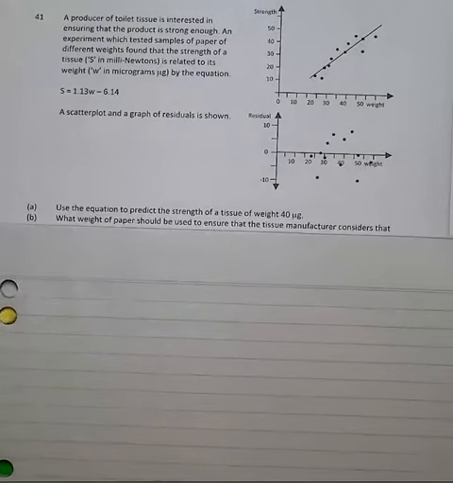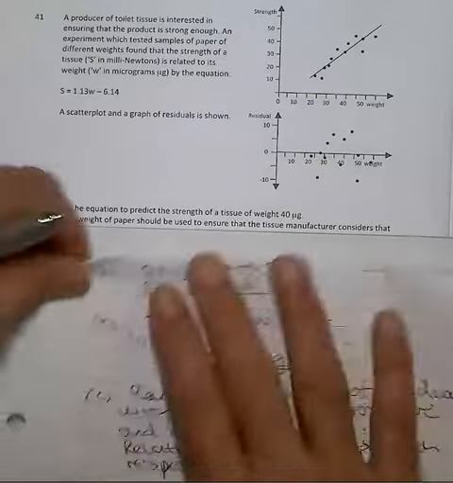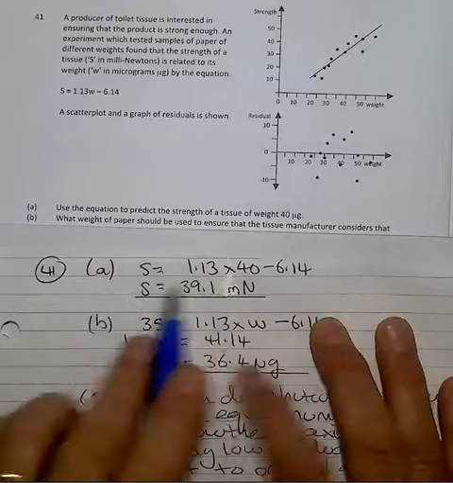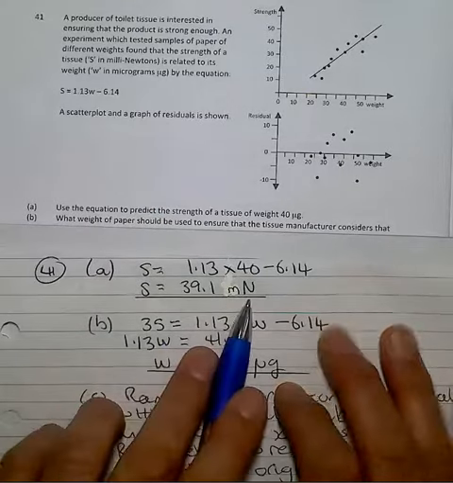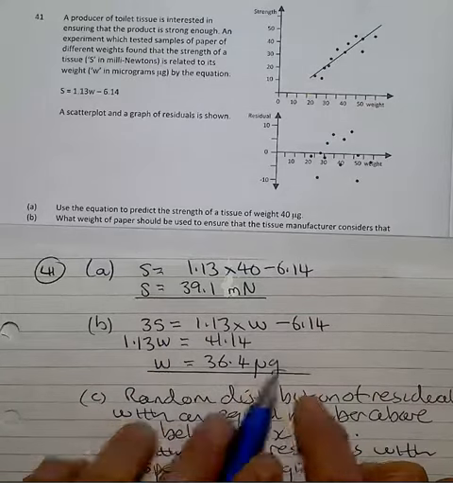In other words, part A and part B are substitutions as before. I'll just quickly show you the workings for those. So here, substituting in, 39.1 millinewtons, I think that's the unit, and the weight there in micrograms.